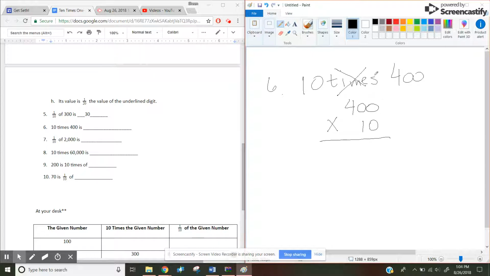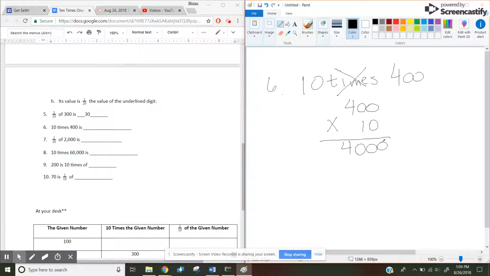Now I can cover up the zeros. I'm going to ignore them for now. So I'm left with 4 times 1. 4 times 1 is 4. Now I'm going to uncover my zeros, and I'm going to count how many zeros I have. I have 1, 2, 3 zeros, so that's how many zeros I'm going to put. It looks like I have more than 3, and I can only have 3 living in one period. So I'm going to count 3 from the right and then add a comma so I know I'm going into the next period.